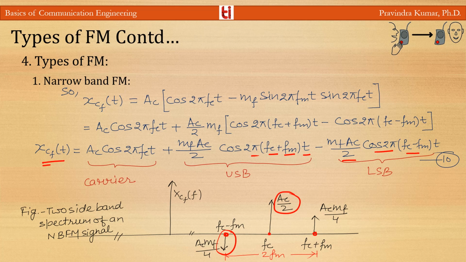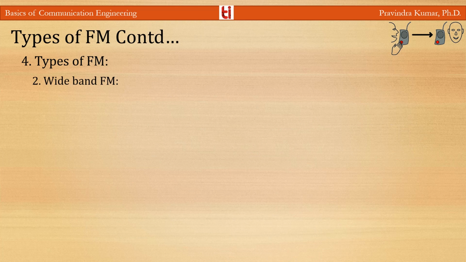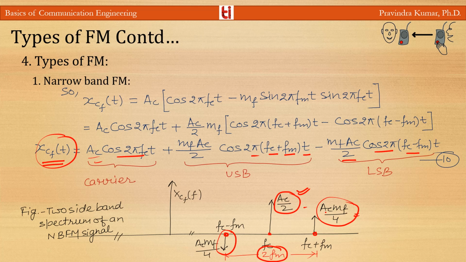And the carrier is at frequency fc. So if I take the Fourier transform of this, then I will get Ac/2 and the impulse at this frequency fc. So the amplitude of the carrier is Ac/2 in the frequency domain, and the amplitude of your sidebands is Ac mf/4. You can find these amplitudes by taking the Fourier transform of this equation. And here you can see the bandwidth is 2fm, which means the bandwidth of narrowband FM is the same as the AM wave, 2fm.